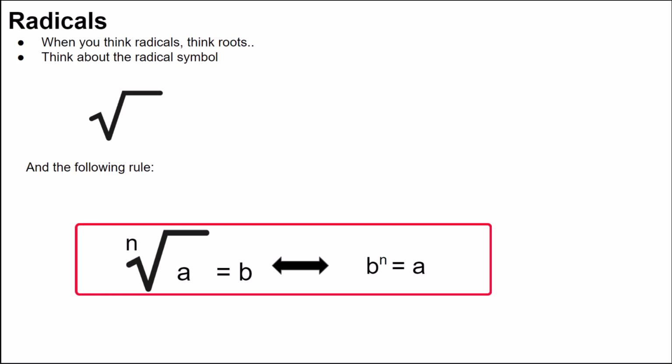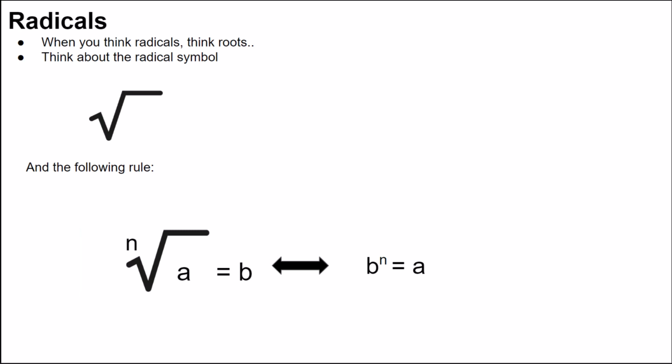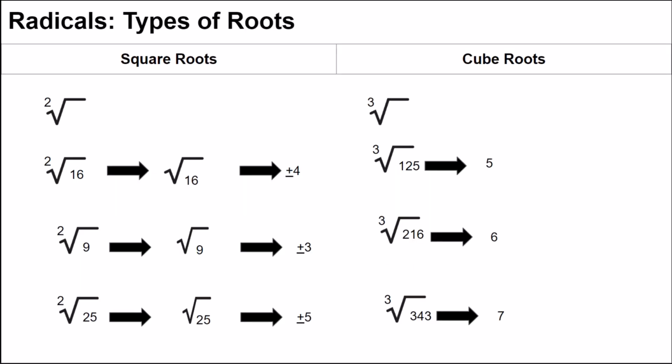The nth root of a number a is equal to b, and conversely, b raised to the power of n is equal to a. And don't worry, we'll be taking a look at plenty of examples to get a better feel for this. There are a few conventions you'll come across when dealing with radicals. Two of the most common types of radicals are square roots and cube roots. Square roots are denoted by a 2 for the value of n, whereas cube roots are denoted by a value of 3 for the value of n.